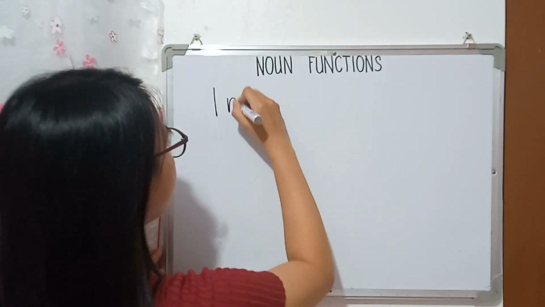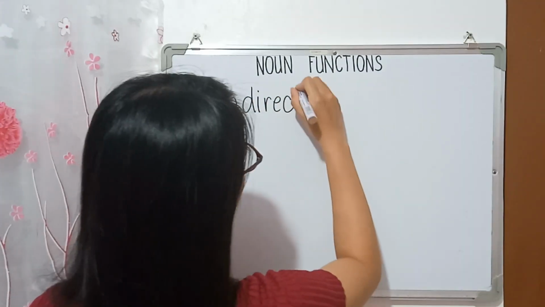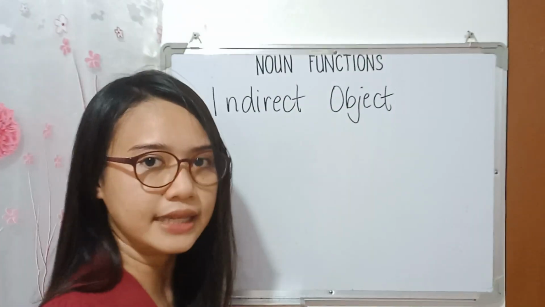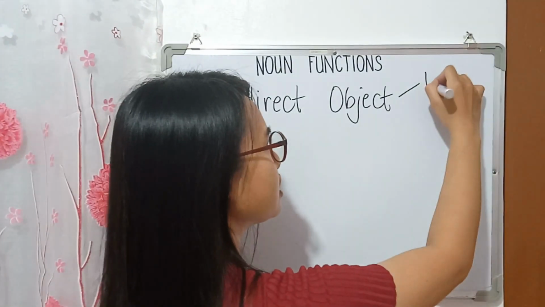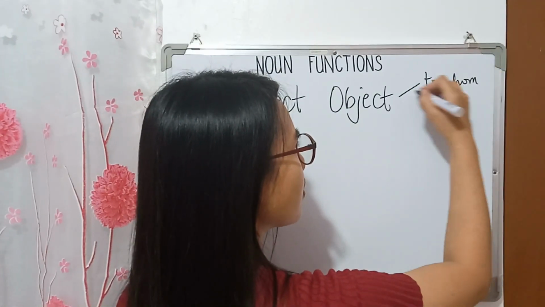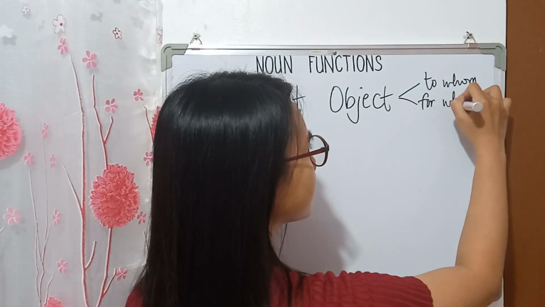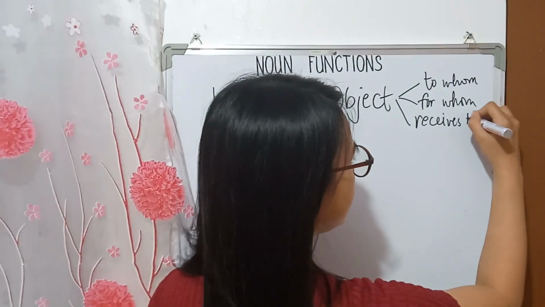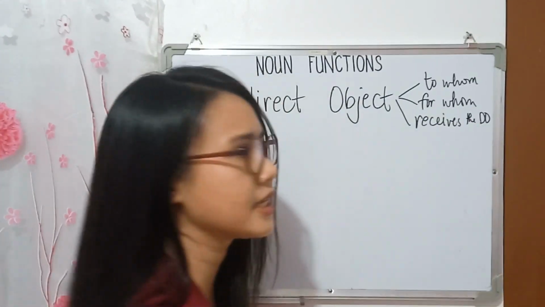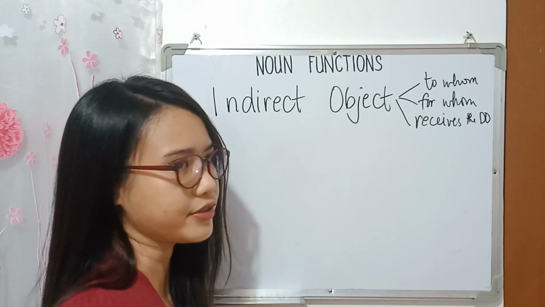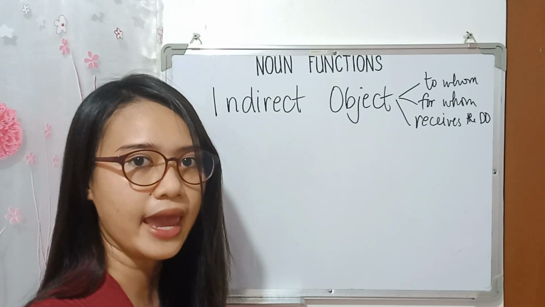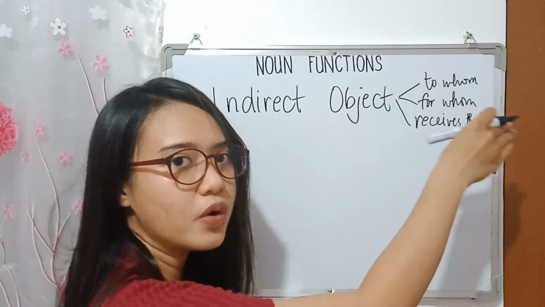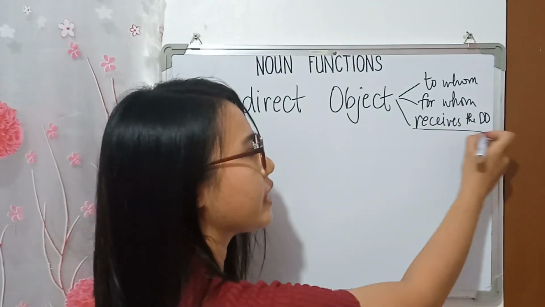We also have an indirect object. And an indirect object answers the question to whom or for whom. And it receives the DO or the direct object. Now, a while ago, we have DO answering the question what or whom after the verb and receives the action. An indirect object answers the question to whom or for whom, and it receives the direct object.